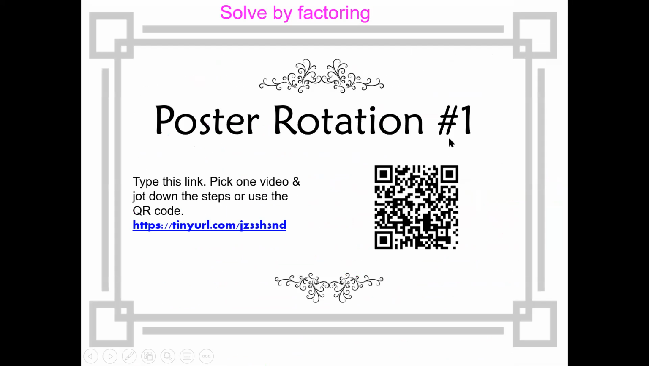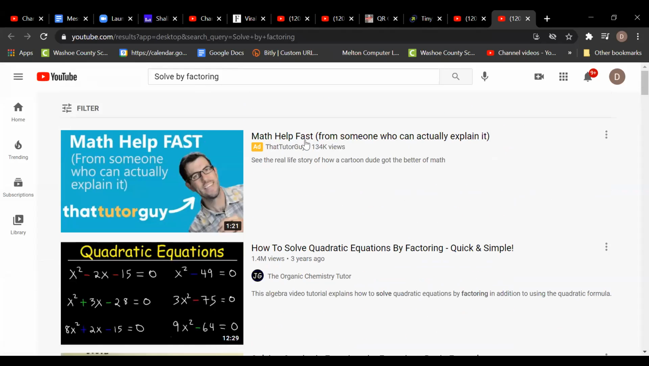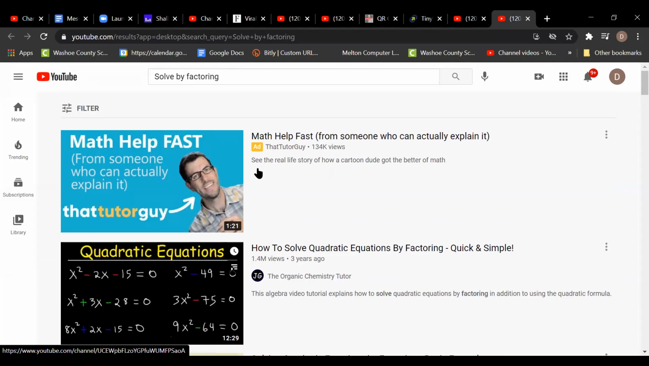And so on the first poster rotation, you are going to either type this tiny URL in or take your phone with your camera and scan this QR code. Well, I can't scan it on my computer while I'm making the video, so I'm going to just click on this to bring that up. Once you scan it, this is where you should be. These are all the videos on Solve by Factoring on YouTube. Your job is to pick one of these videos and jot down 2 examples on this topic.